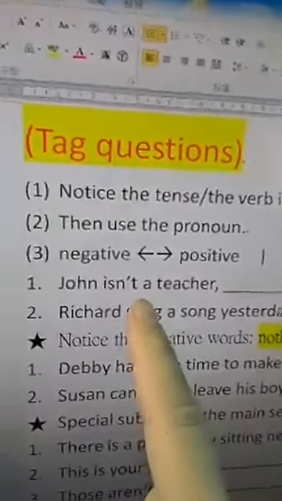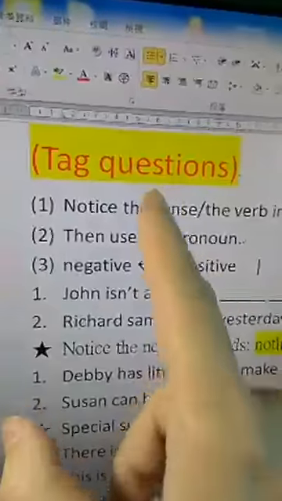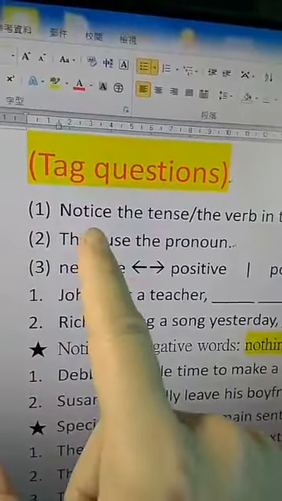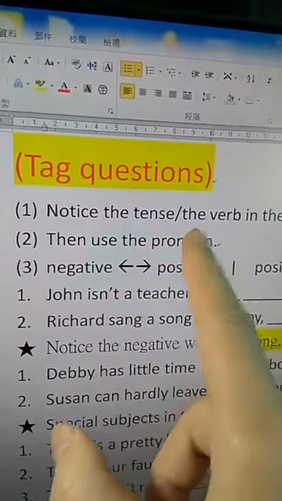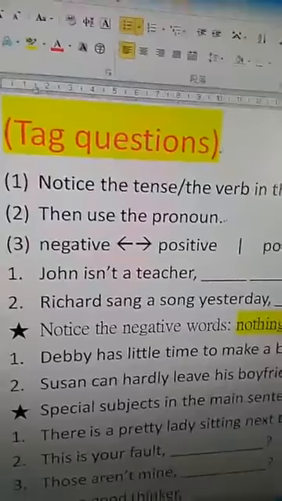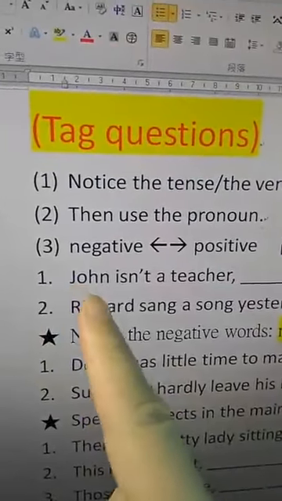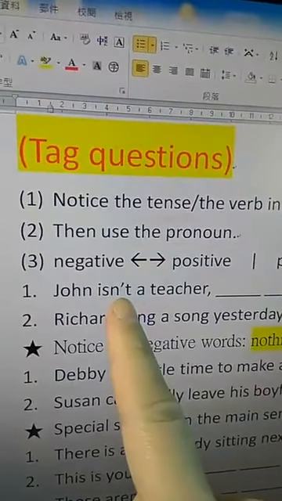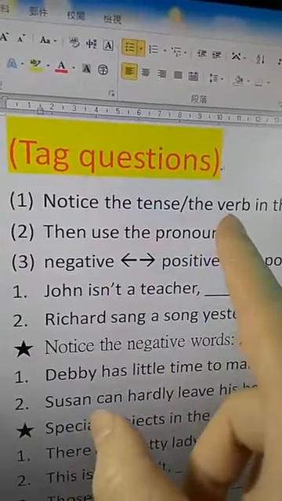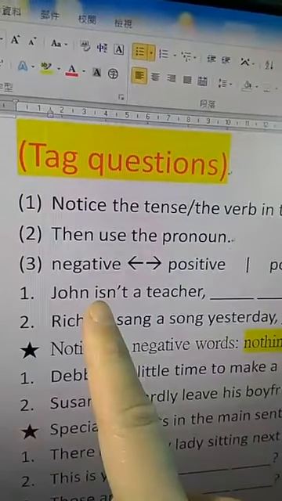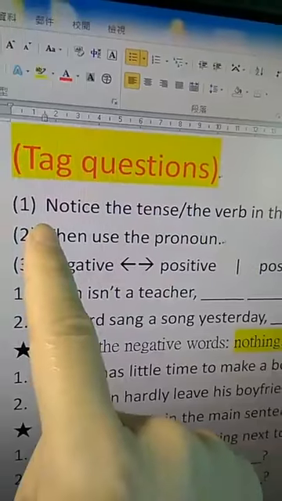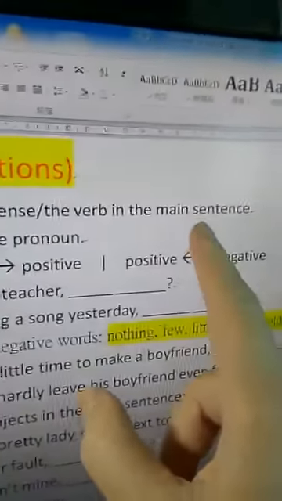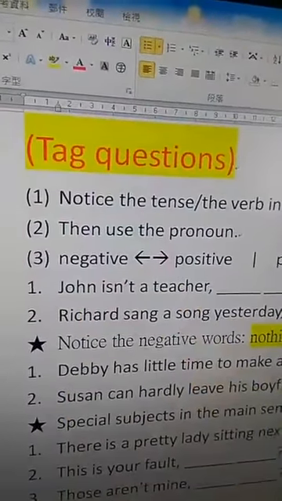So remember that whenever you want to do a tag question, in the main sentence you have to notice the tense or the verb, okay? So let's see sentence 1. John isn't. So we pay attention to the tense. This is a present tense. And then pay attention to the verb. Here, the verb is the be verb. So all the time, pay attention to rule number 1. Pay attention to the tense and the verb in the main sentence. This is the main sentence, okay?